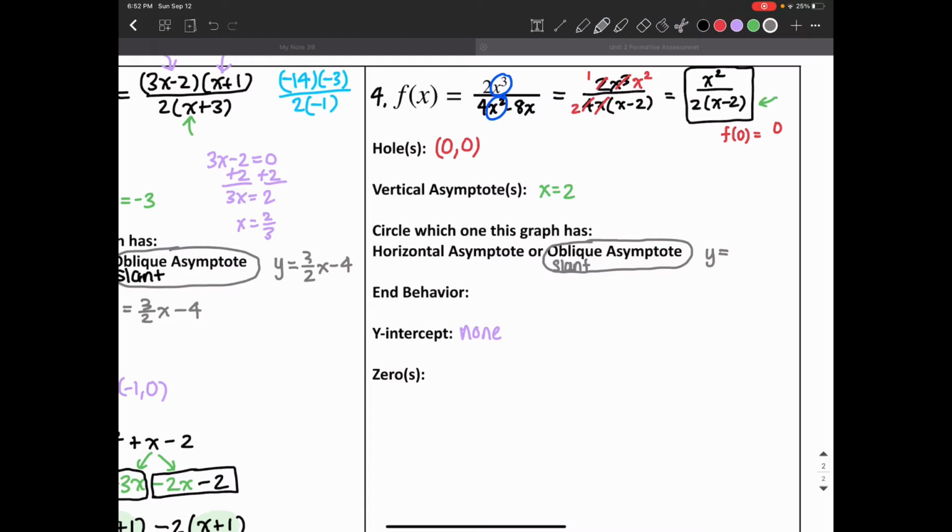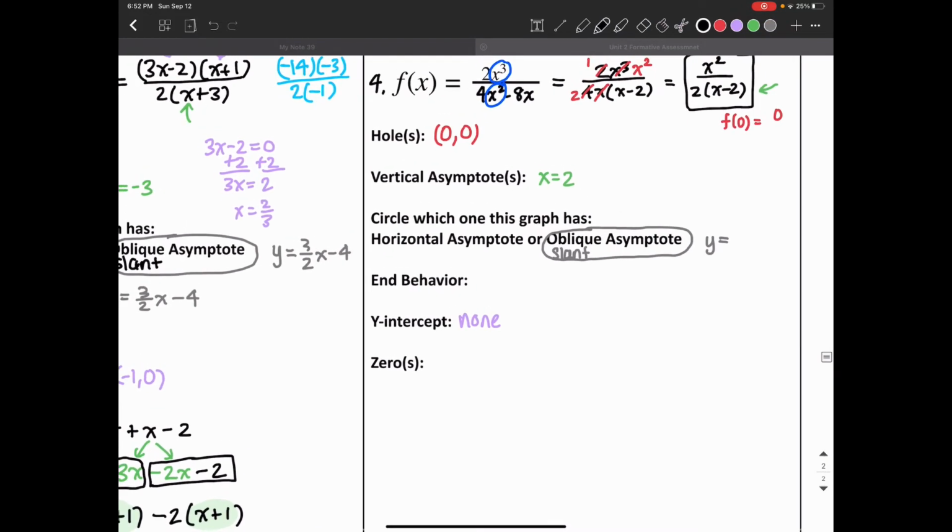To find that, I'm going to divide the top by the bottom. So I'm going to divide 4x squared minus 8x into 2x cubed, and I need to include all my powers down to the constant. So 2x cubed plus 0x squared plus 0x plus 0. It's helpful for me to line things up, and if you don't do that, you'll probably make a mistake. So make sure you put placeholders in for the x powers you don't have.